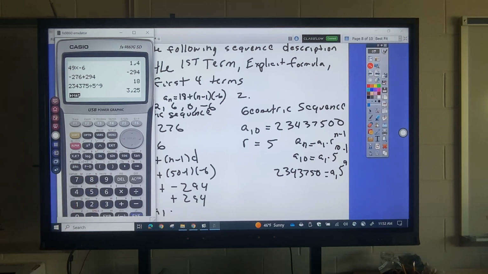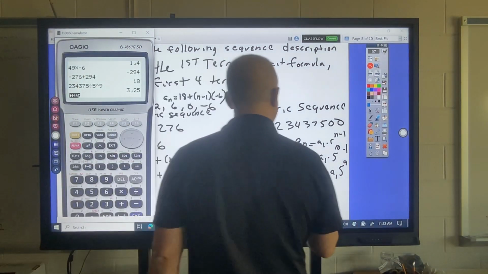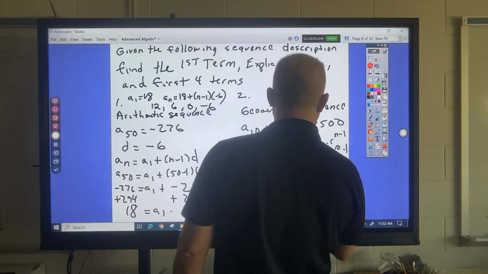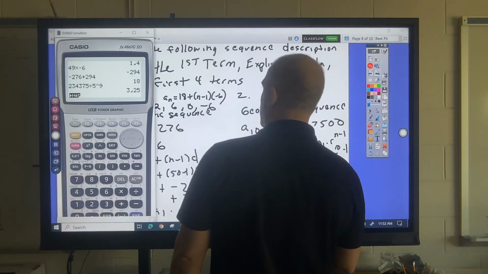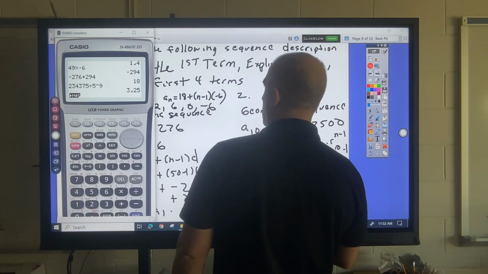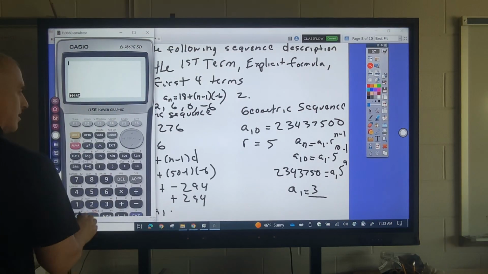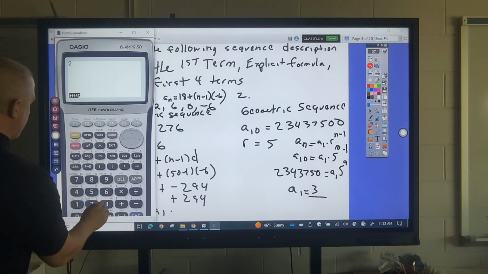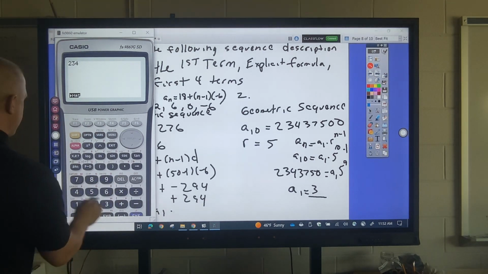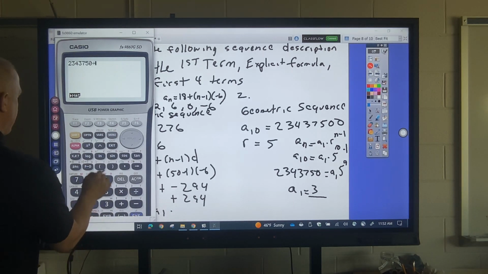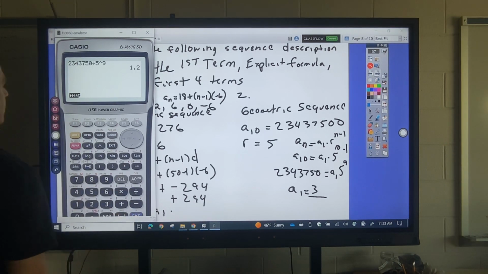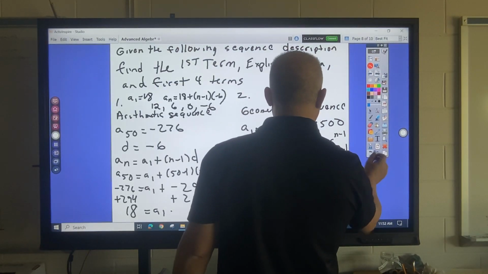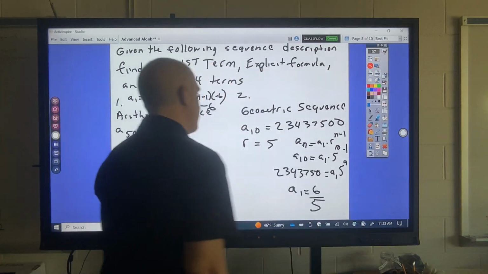Okay, so as a rate, I got 3 over, or a1 is 3 over, was it 3 over 25? Oops, that's not right, hold on. The calculator's not great today. I swear I'm hitting the right numbers. I almost did it again. 2,343,750 divided by 5 to the 9th. That's going to be 6/5. Okay, all right. So a1 is 6/5.